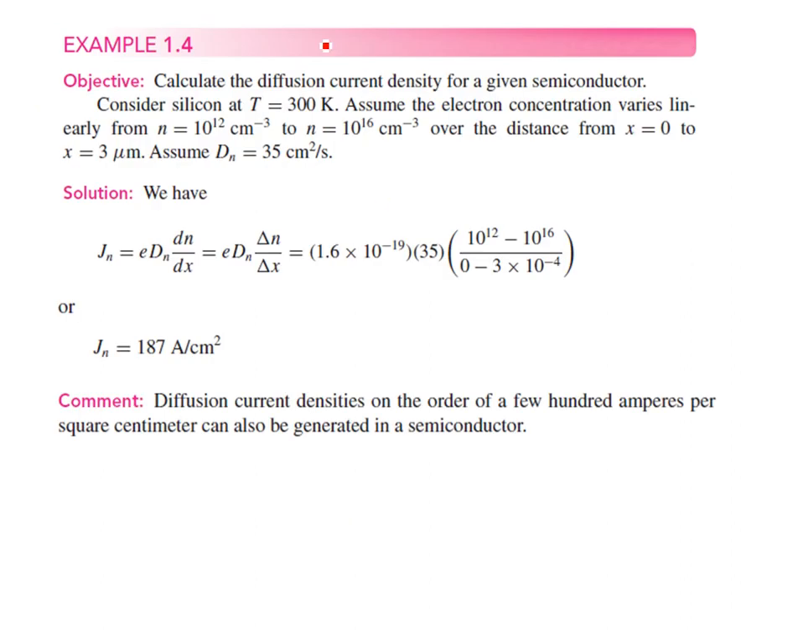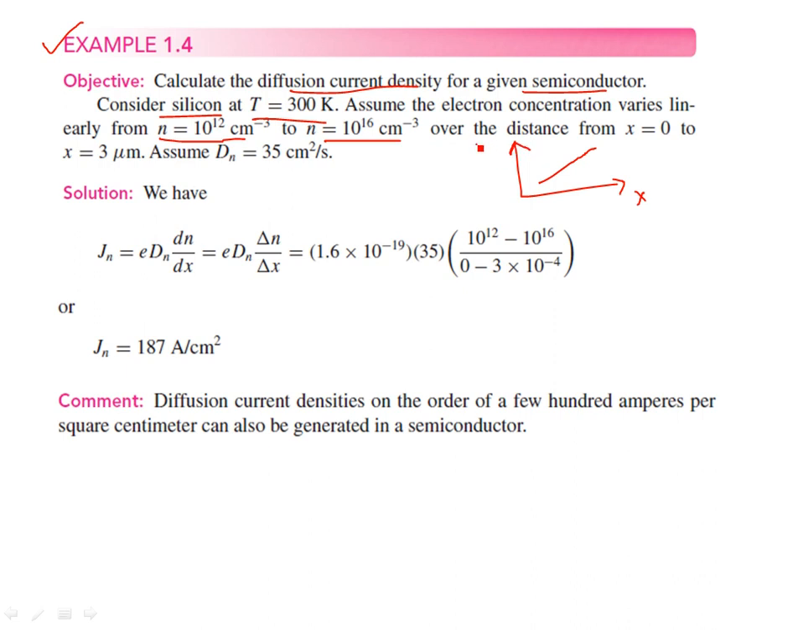Okay, so this example illustrates the evaluation of a diffusion current density for a given semiconductor. So let's say this is a piece of silicon. Let's consider a piece of silicon at normal room temperature conditions, and assume the electron concentration is varying from 10 to the power 12 per cubic centimeter to 10 to the power 16 per cubic centimeter. That is, you have a growing trend like this, right? As the distance is increasing, the concentration is increasing.